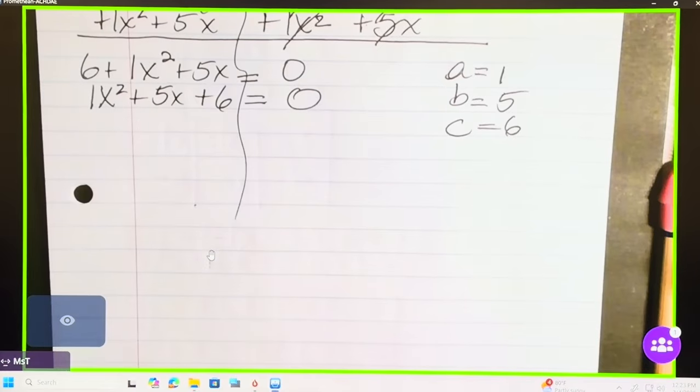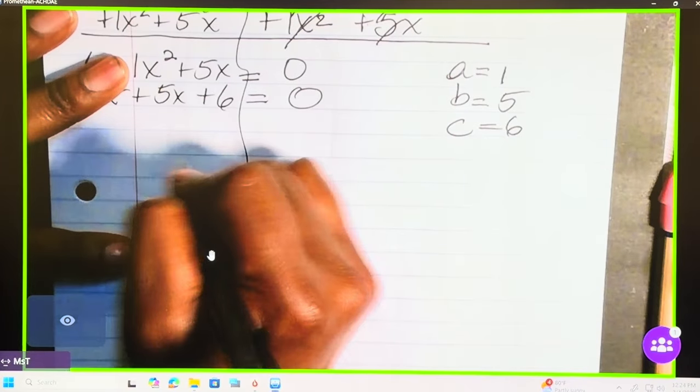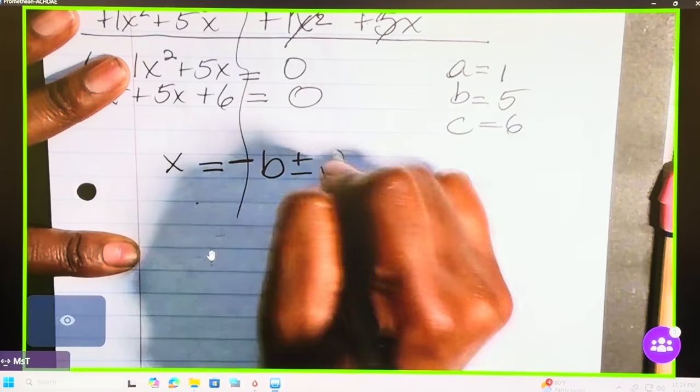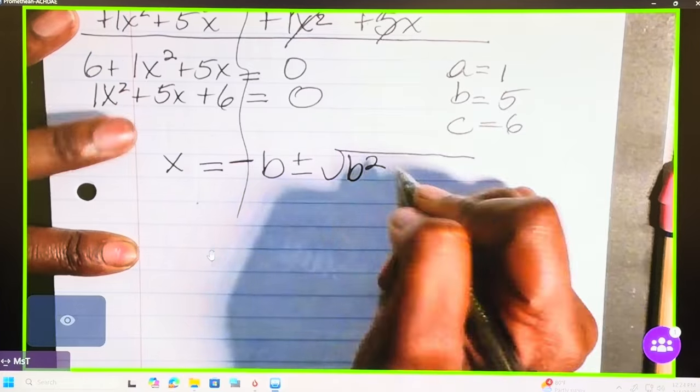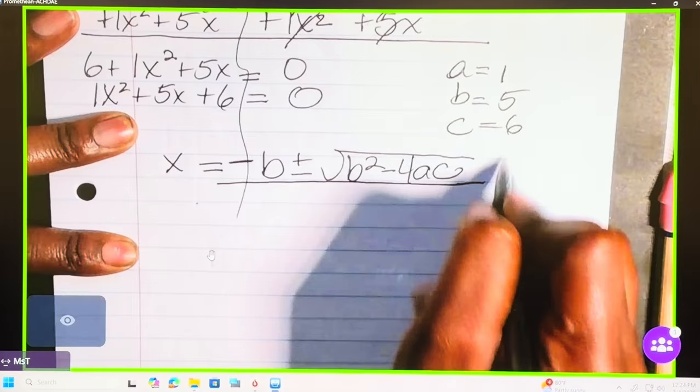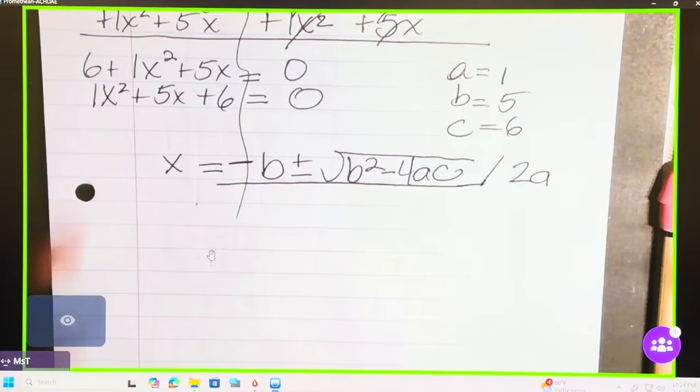Because you're doing quadratic. Because I'm not using factoring. I'm using the quadratic formula. So the only thing I need is A, B, and C. So let's go. Write your formula. X equals negative B plus or minus the square root of B squared minus 4AC all over 2A. And we understand all over means division, right?